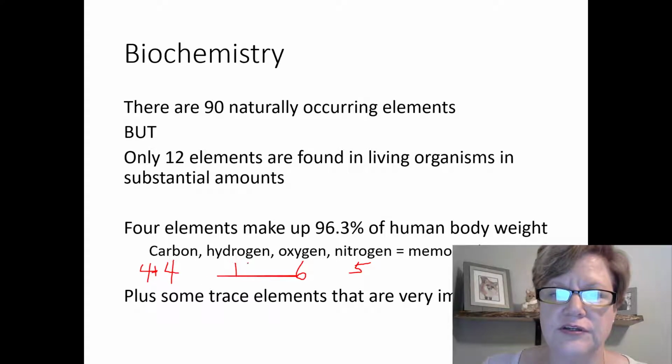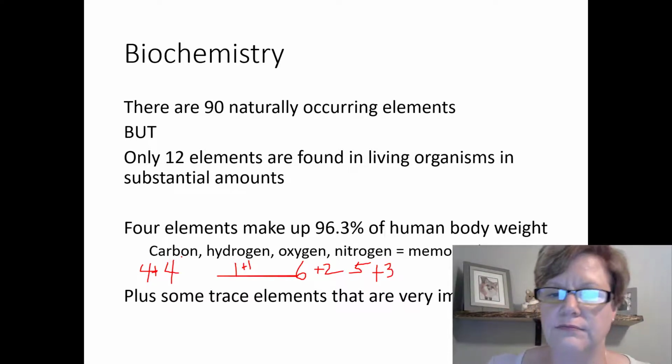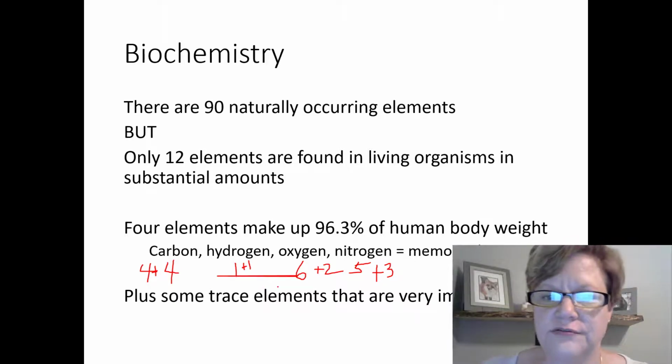So carbon is going to want to make 4 bonds. Hydrogen only needs to make one bond to fill its valence shell. Oxygen needs to make 2, and nitrogen needs to make 3. So each bond that the atom makes with another atom is going to add the equivalent of an electron to its shell. We'll see how that works in a minute.